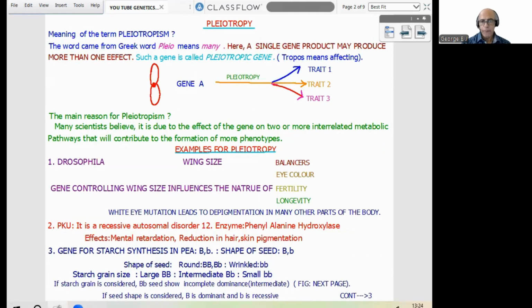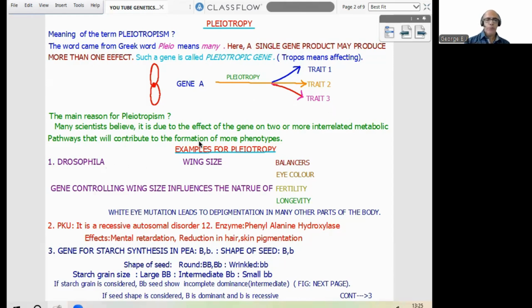The second page deals with pleiotropy. What is the meaning of the term pleiotropism? The word pleio came from a Greek word meaning many or more. Here a single gene product may produce more than one effect. Single gene, more than one effect, that's the nutshell. Such a gene is called a pleiotropic gene, and tropos means affecting. That is how the word pleiotropy came. In the simple diagram shown there, you can find gene A, a pleiotropic gene, producing 3 different types of traits.